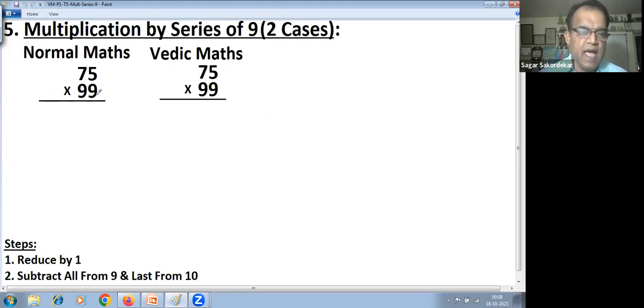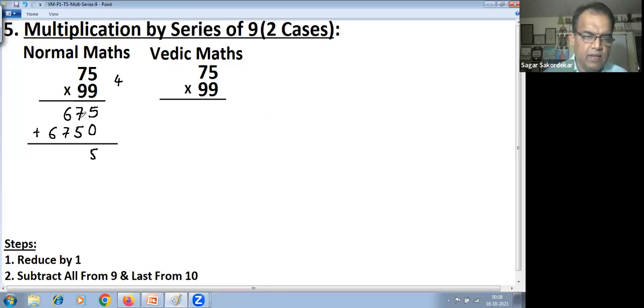So first, normal maths, 9 multiplied by 5, 9 fives are 45. So 5 carry 4. 9 sevens are 63. 63 plus 4 is 67. Then you put 0 here, and now you have to multiply again with the 9. It will be the same answer. 9 fives are 45. 5 carry 4. 9 sevens are 63 plus 4 is 67. And then you have to add. 7 plus 5 is 12. So 2 carry 1. 6 plus 7, 13 plus 1, 14. 4 carry 1. 6 plus 1, 7. 7, 4, 2, 5. Okay, this is your normal school method of multiplication.